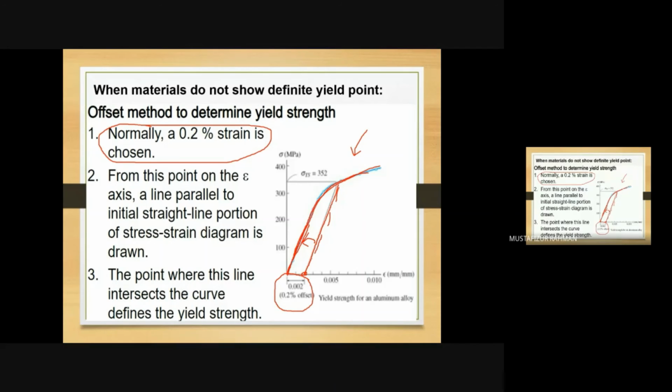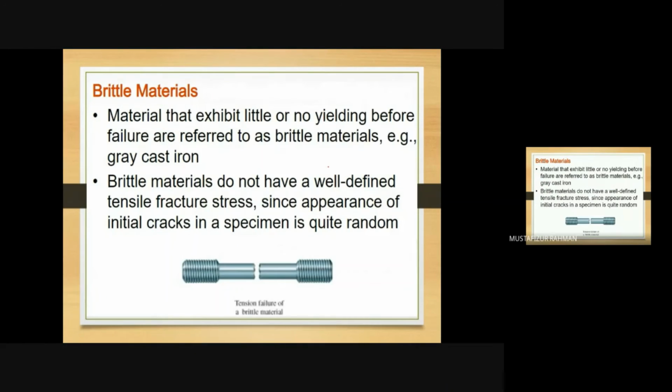We will draw one line, and this line cuts the stress strain diagram somewhere here, right? Now the stress corresponding to this point will be our yield stress. Okay, so this is the offset method of determining yield strength when we do not have a definite yield point.